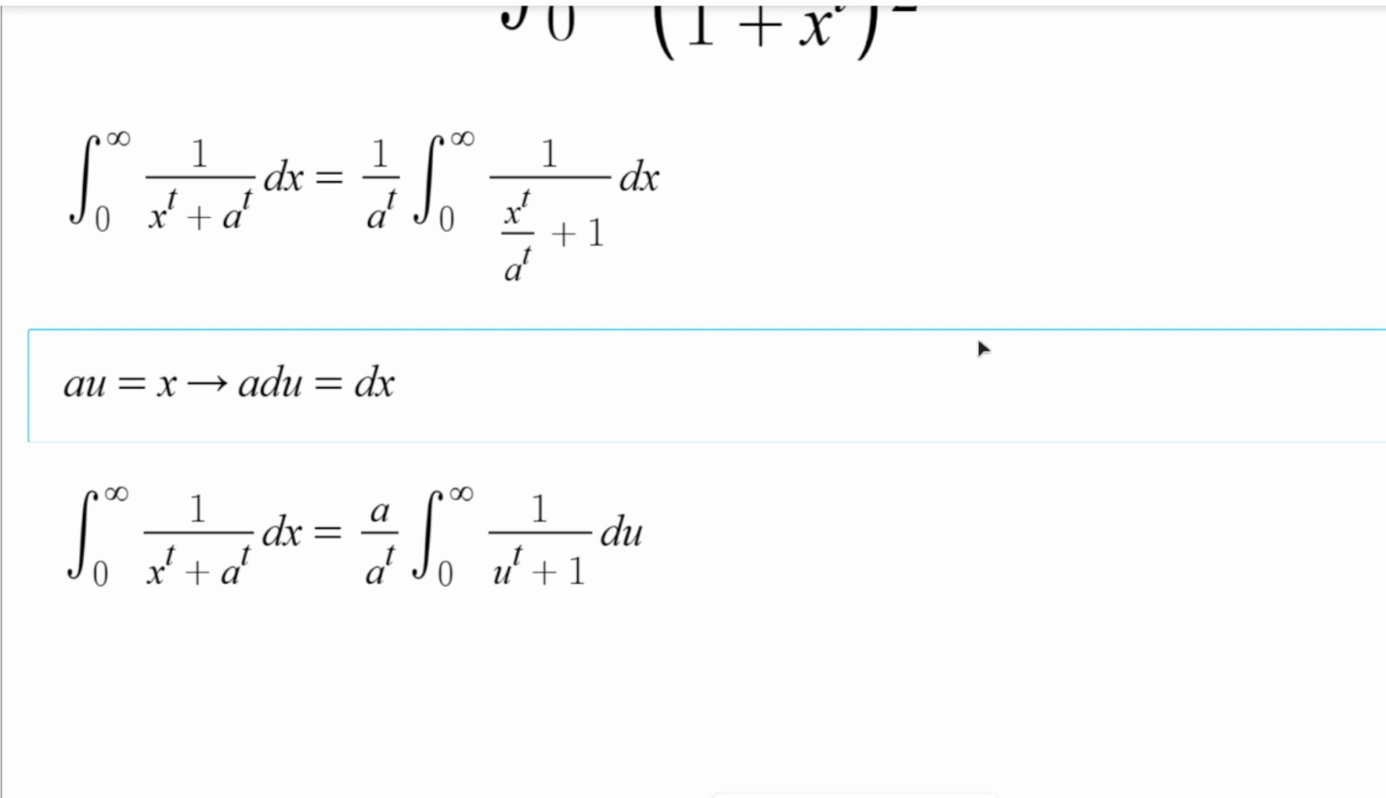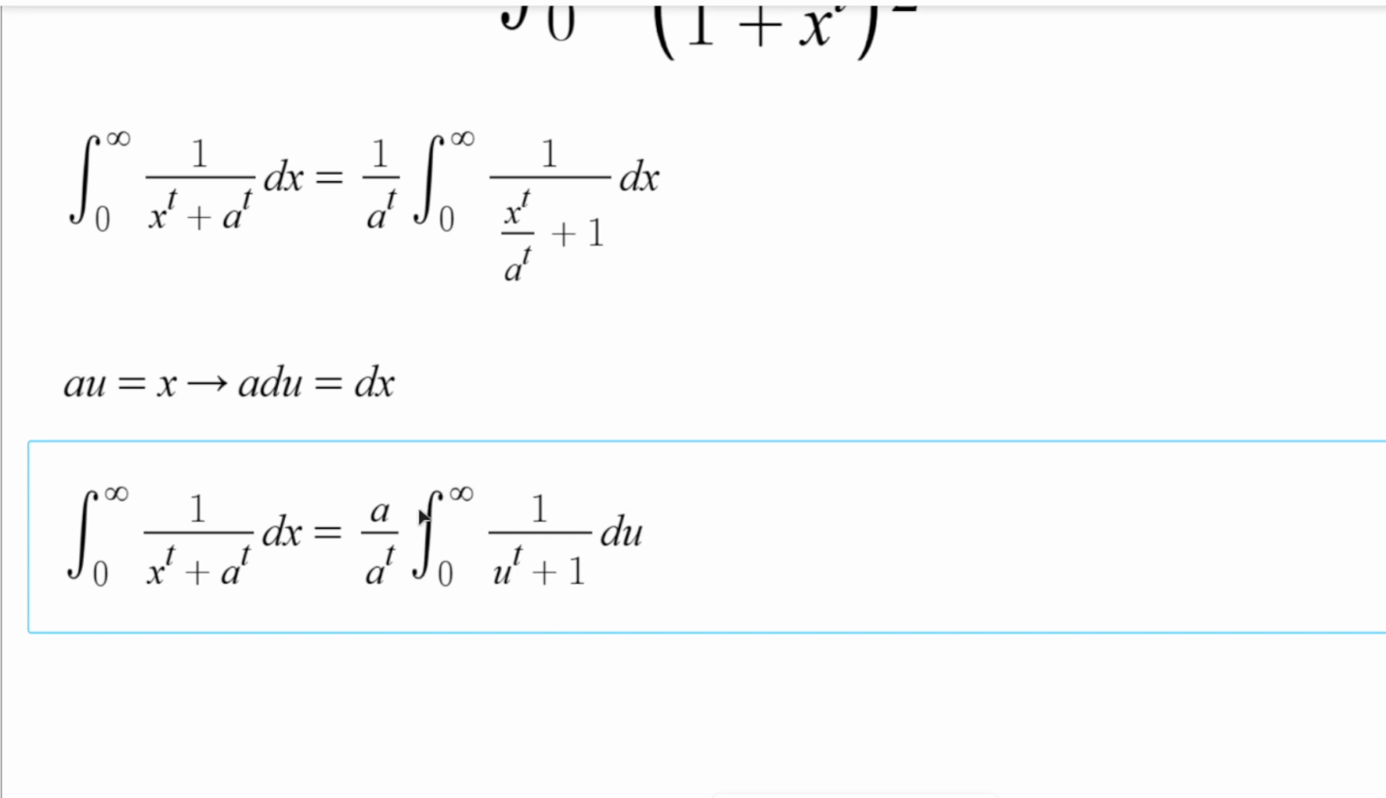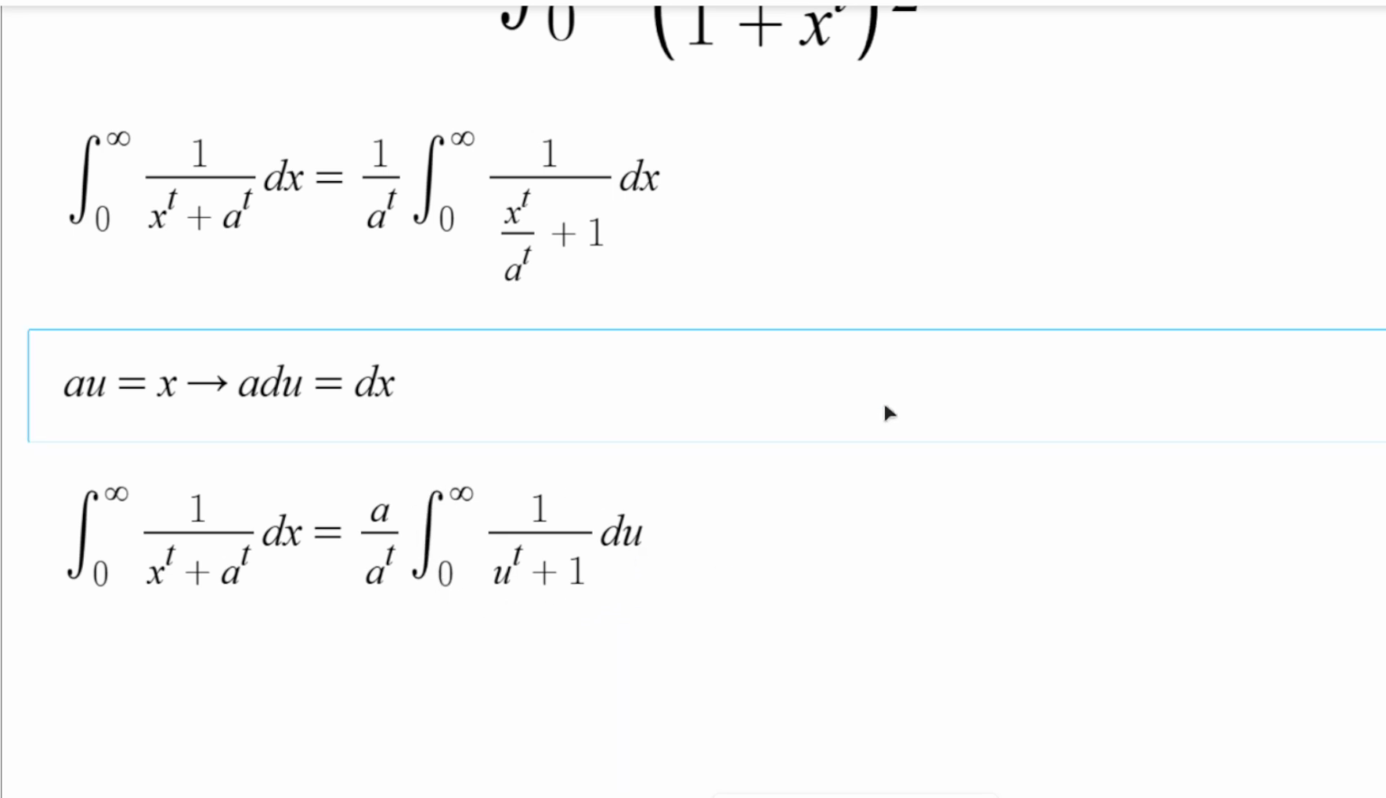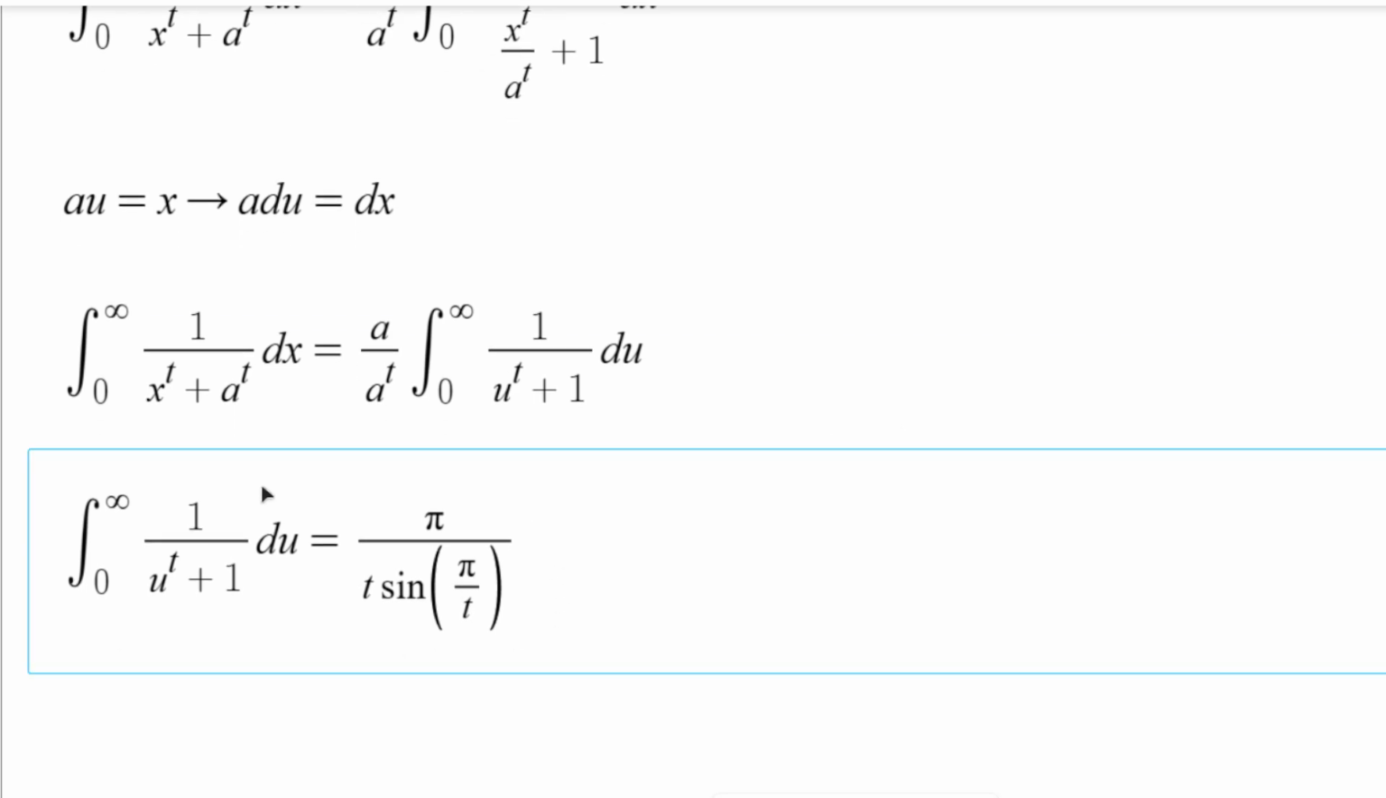And now we will use the fact that we actually have a closed form expression for this integral from my last video. I will include a link to that video in the description of this one if you want to see where I get this result. The result is this. That integral for t greater than 1 evaluates to pi over t times sine of pi over t. Sometimes people write it pi over t times cosecant pi over t. Either way, it's the same thing.